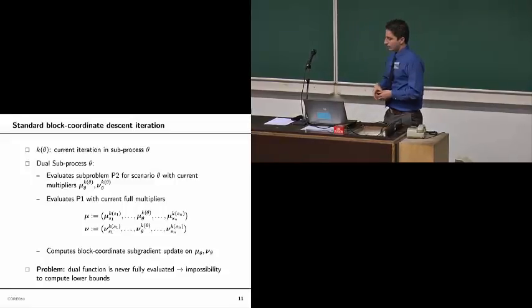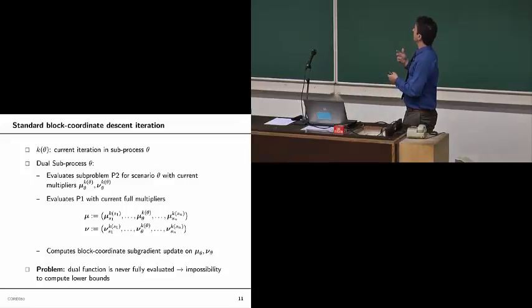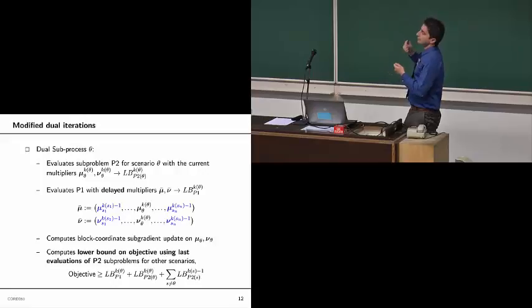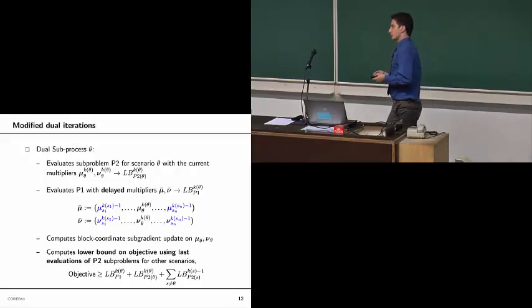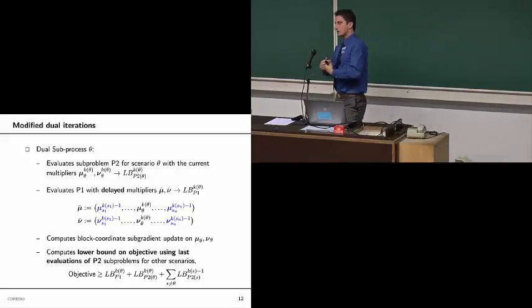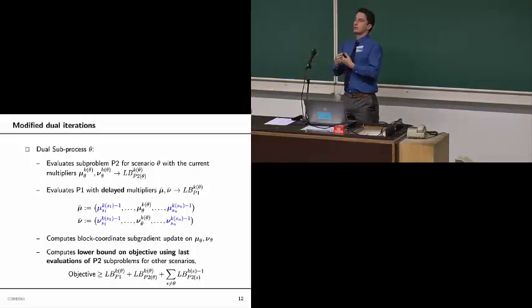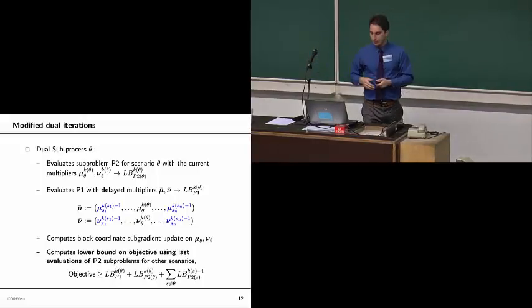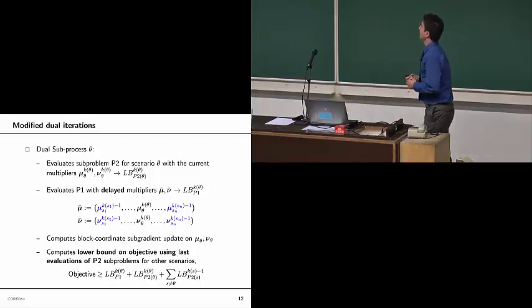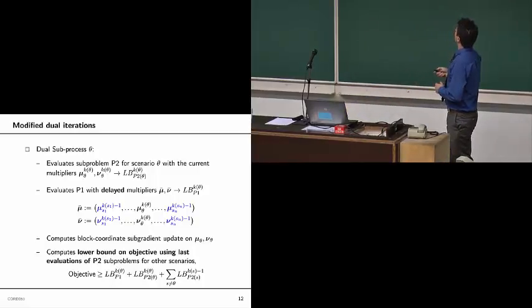So what we do instead is keep the dual multipliers that have come in from other dual sub-processes at iteration k-1, because those come in not just with the multiplier information, but also with an estimate of the lower bound associated to that scenario. In that way, we are able to both parallelize the process and compute lower bounds at each iteration of the algorithm. So this is the modification here.